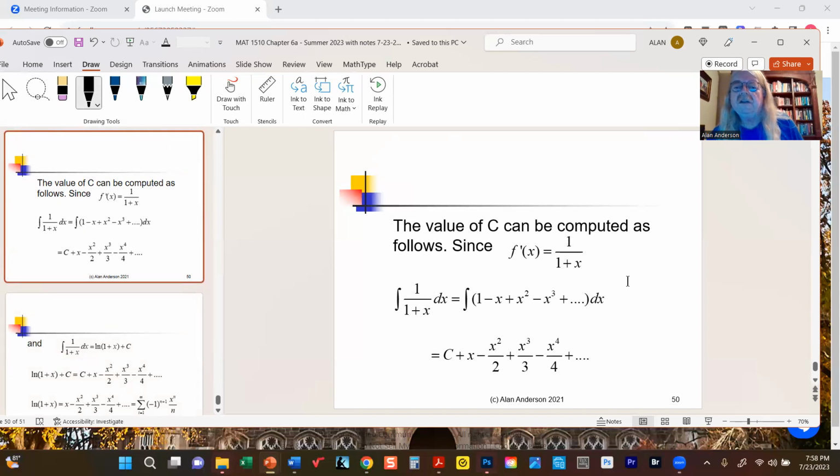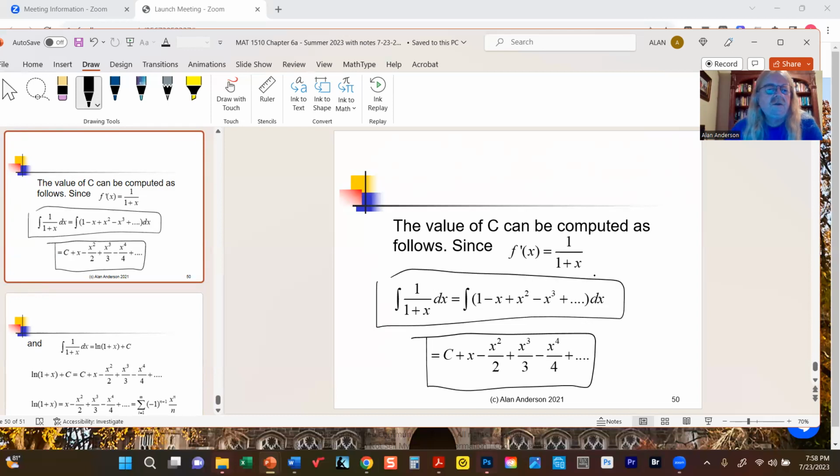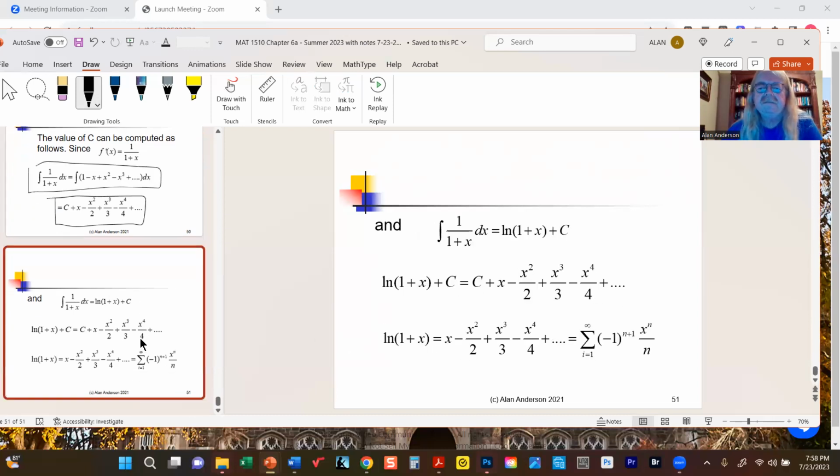Now, if you really need it, you can actually calculate c out of this, because we know that f prime of x is 1 over 1 plus x, which we just set equal to this integral. And then we can set it equal to this expression. And so what this implies is that, based on the result we had before, if you set these equal to each other, this is our final result right here.